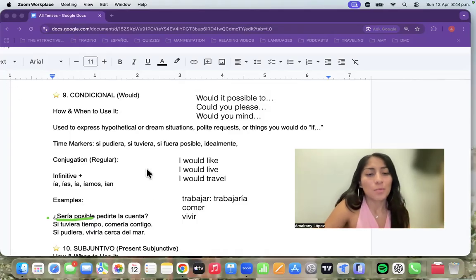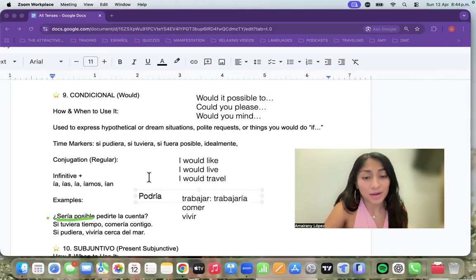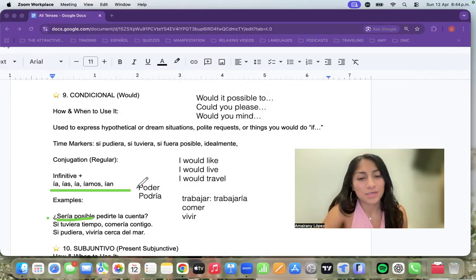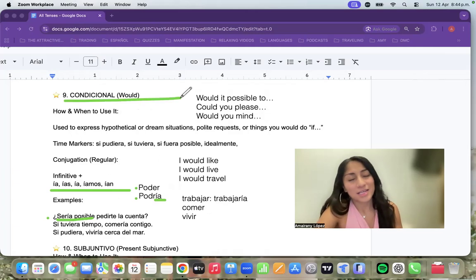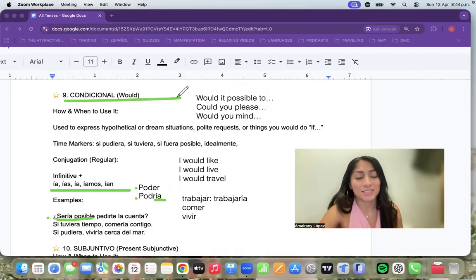That's another one. So podría comes from poder, but this is an irregular verb, so that's why it doesn't make a whole lot of sense with what we see here. Okay, so it just changes a little bit. From poder to podría. Okay, so podría pedirte la cuenta. That's another way for you to ask politely for something. Podría pedirte más servilletas. Could I ask you for more napkins? So this is one fantastic use of the conditional, and again, something that is so common in Mexico.